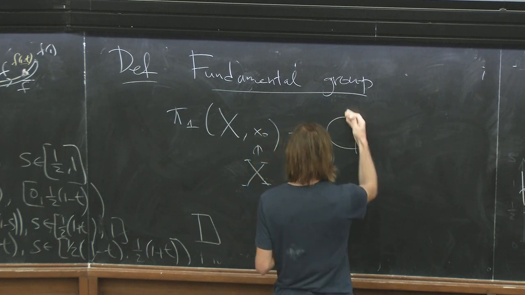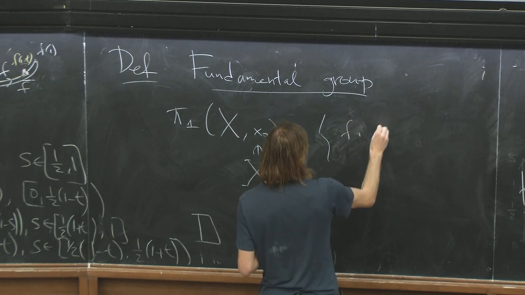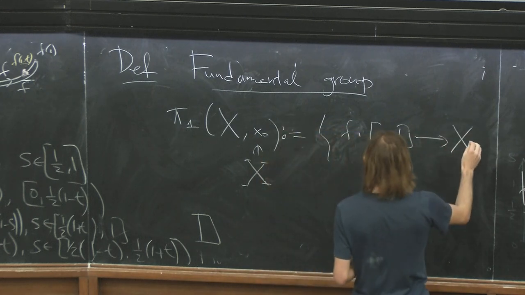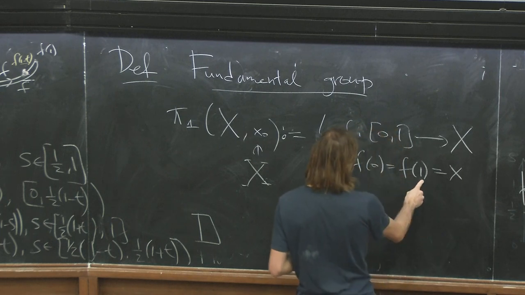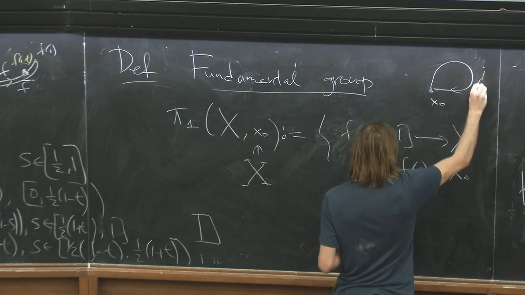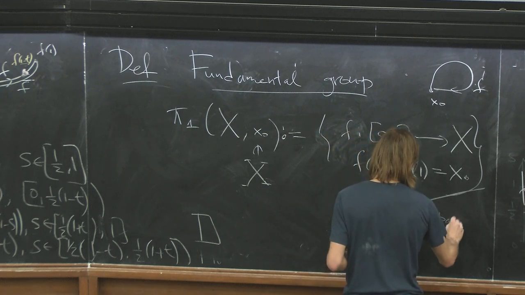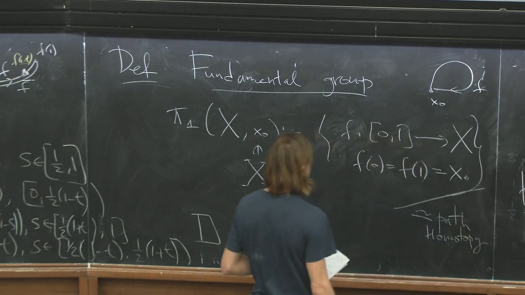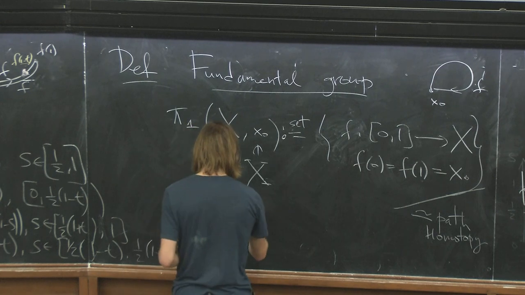as a space of all paths, which are maps from an interval to X, such that the endpoints, both initial and terminal, coincide with x0. So the path looks something like this, f. And we quotient it with respect to path homotopy, the equivalence relation. So this defines it as a set, right?